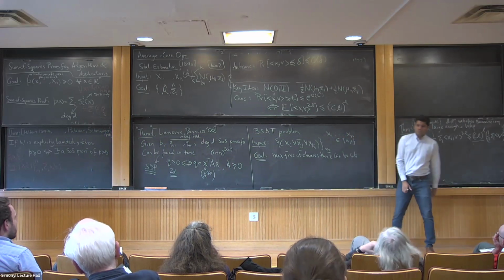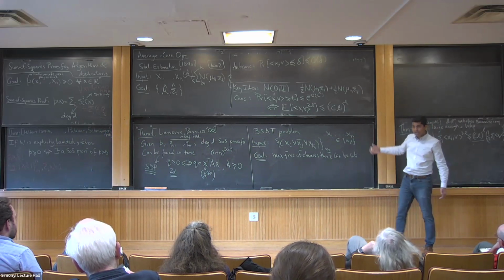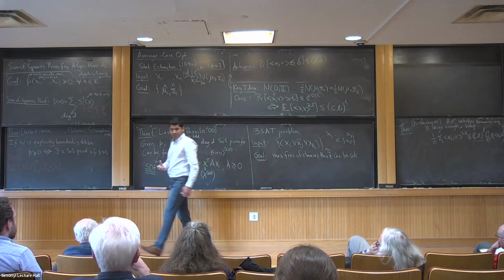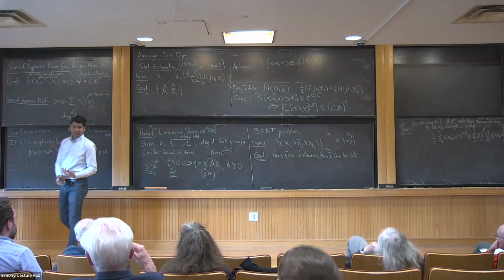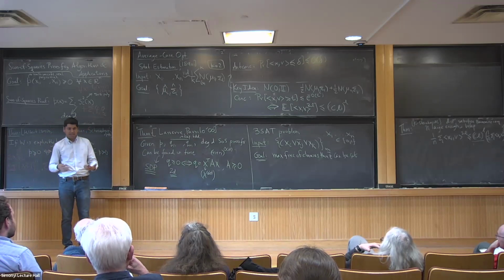So if I run over all possible truth assignments to the underlying variables, and for each of them, measure the fraction of clauses they satisfy, tell me the maximum possible. Tell me the best possible assignment. Okay, so this is the optimization version of the satisfiability problem that you might have seen.